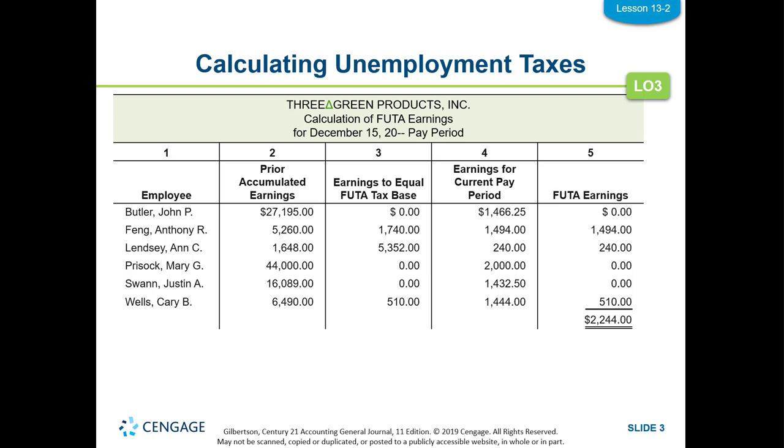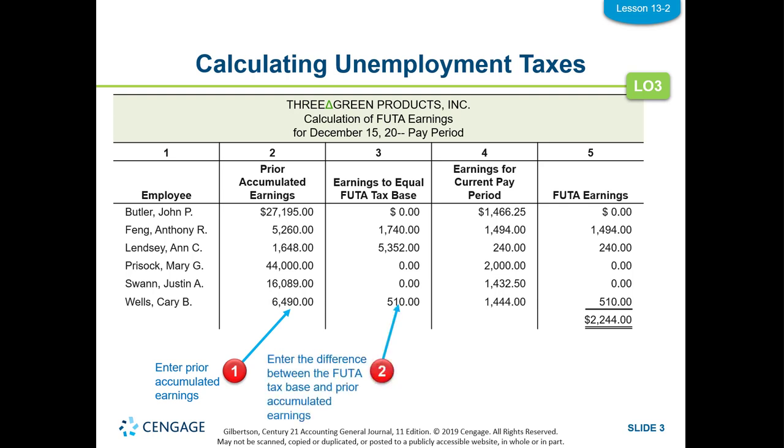So when we go through and take a look at this, we're going to see that the first step is, from each employee's earning records, we have to enter the total earnings prior to the current pay period. John P. Butler's prior earnings as of November 30th was $27,195, and they are recorded in the first column. Next, we're going to enter the amount of earnings needed for each employee to reach the $7,000 FUTA tax base. Subtract the prior earnings, column 2, from $7,000.